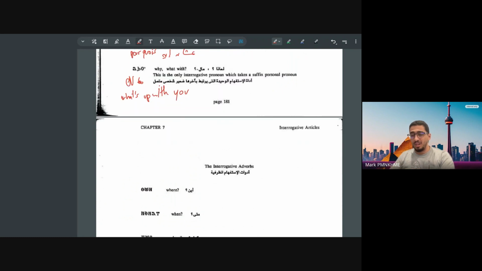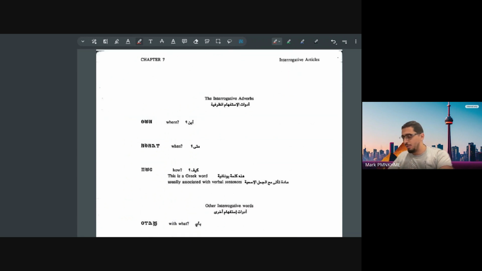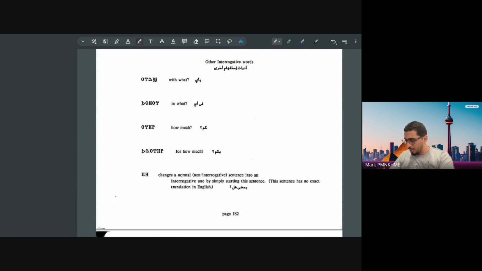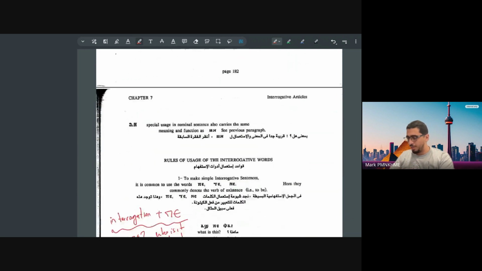Next one is Acho. It just means kind of what's up with you or what's going on with you. It needs to have a suffix. So what's up with him or what's wrong with him or what's with him? That would be the Acho. Thon is where. You can read them, but you don't have to worry about them for now.